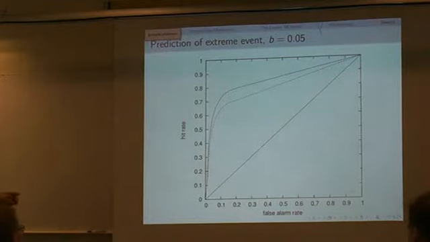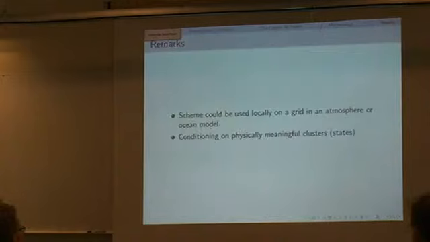Okay, that's the results here. Some remarks. What can we do with this scheme? Well, this scheme may be used in grid space in an atmospheric or oceanic model. So if you have a finite difference discretization on the grid, you could use this closure scheme locally. Then you would condition the scheme at a certain grid point upon, say, the neighboring grid points.